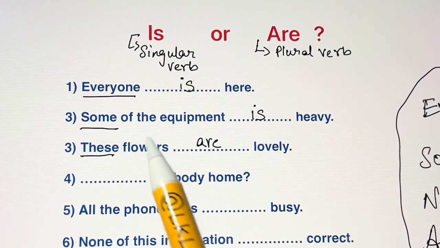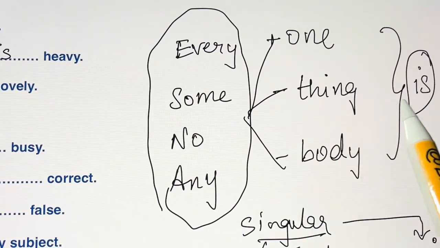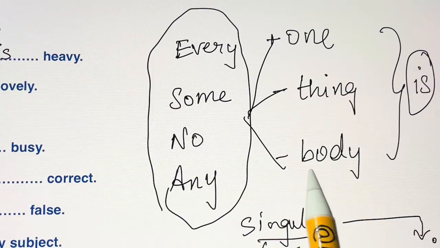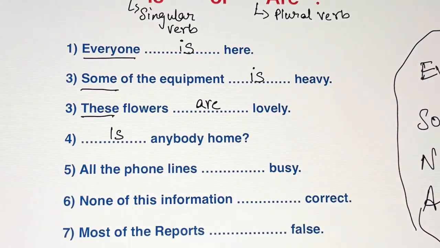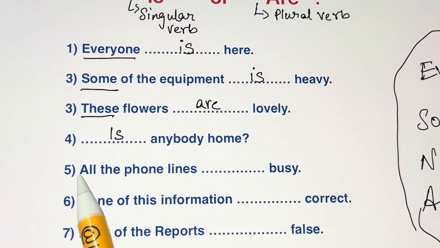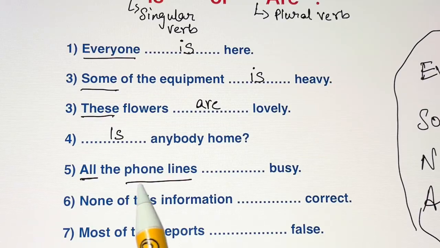Blank, anybody home? So as I told you, you have to remember this. Anyone, anything, anybody takes singular verb is because it is a singular subject. We use is. Is anybody home? All the phone lines blank busy. Now here again, you have to remember something whenever you have something like this. All the phone lines. Now here comes countable and uncountable nouns.